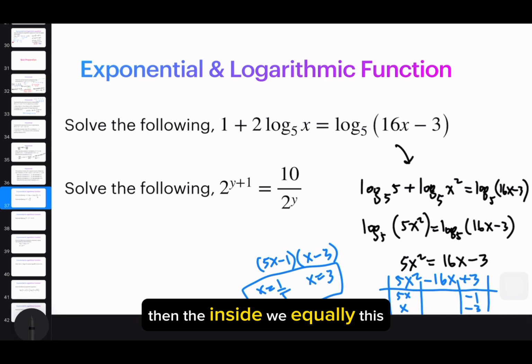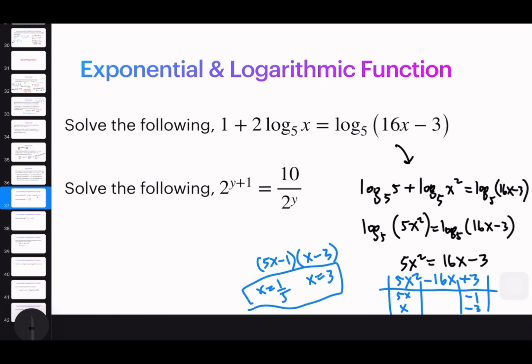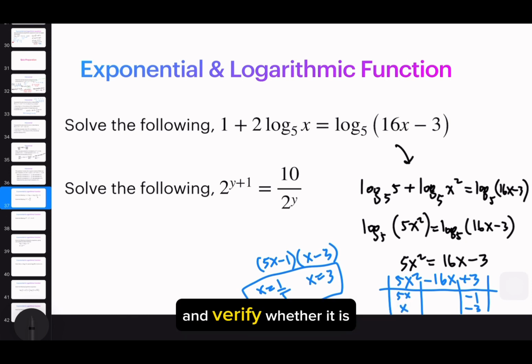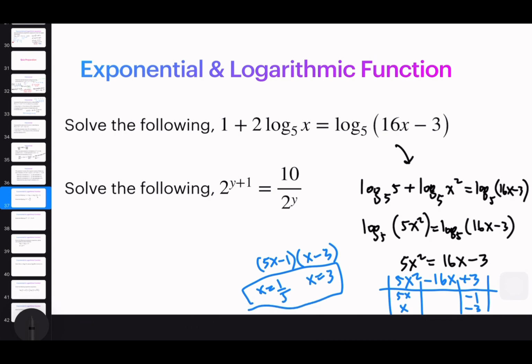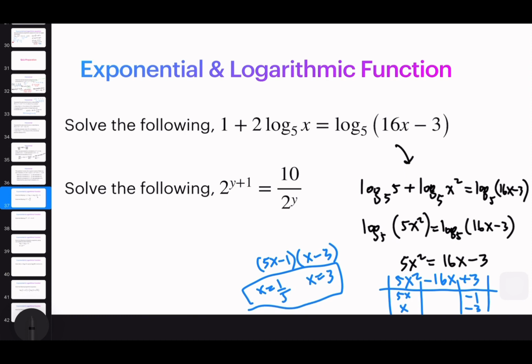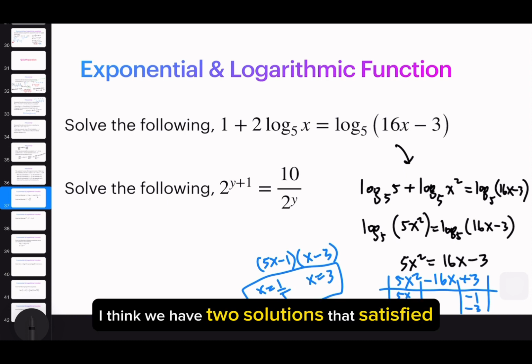Then the inside, we equal this, and then we check the x. After we get the x, check one by one through the equation and verify whether it is satisfied or not. If it is satisfied, that's our solution. If not, then we can cancel one. Like if you have 3, you check first, and if those 3 are satisfying, then we have 3 solutions. Like this one, I think we have 2 solutions that satisfy.